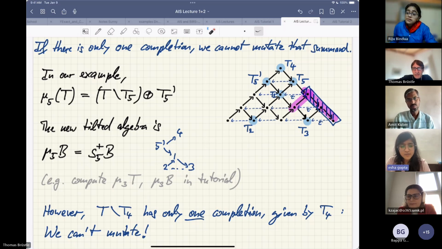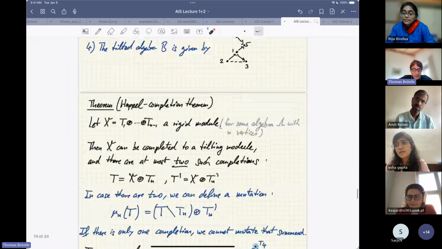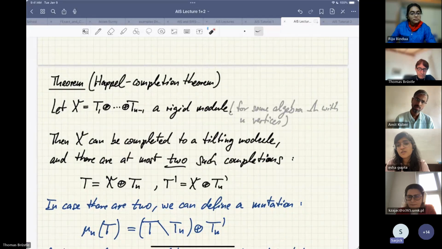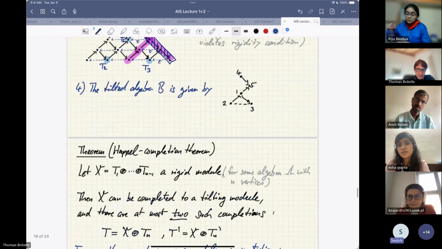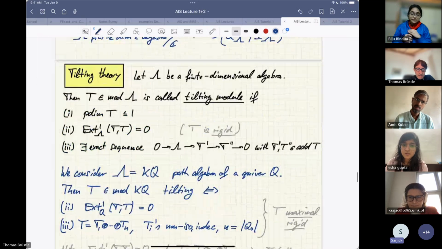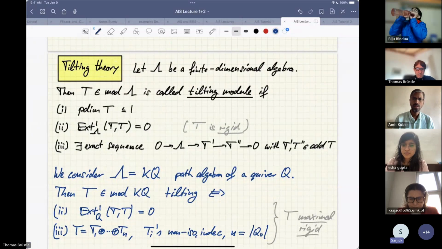I have a question. So Happel's result is in the derived category or Happel's completion? No, this is only in the module category. But in the derived category, the cluster category is a quotient of the derived category, so in the derived category you have the maps.